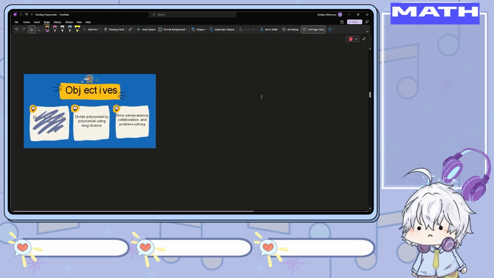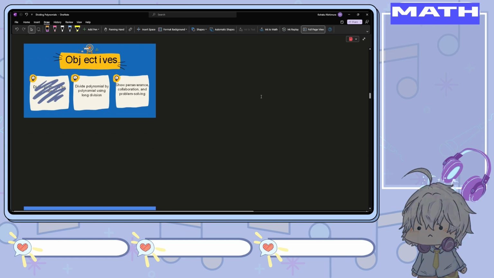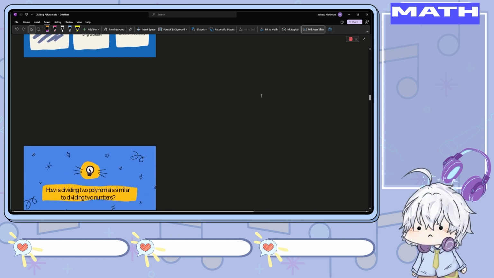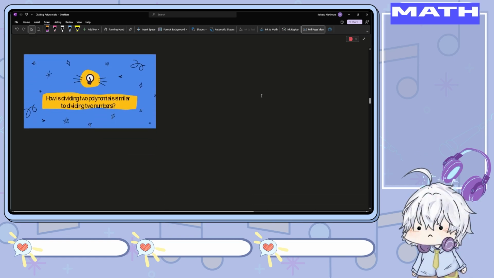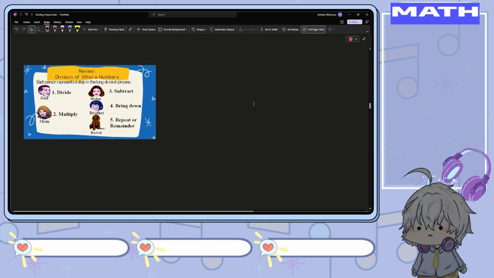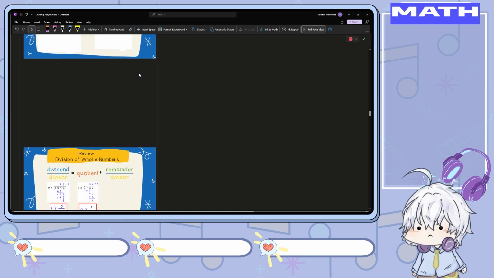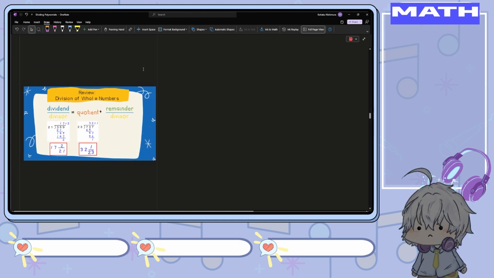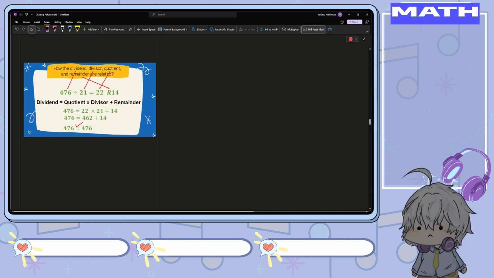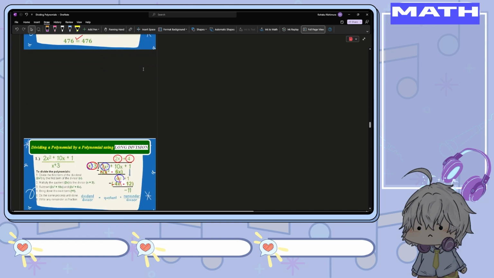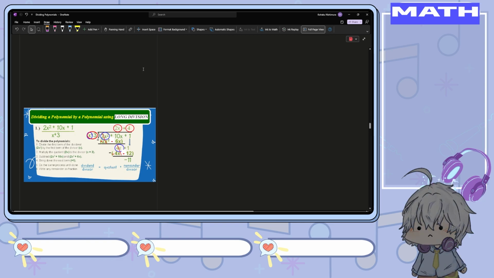So we are done with the first objective. Now let's do the second one. How do we divide two polynomials similar to dividing two numbers? Let's skip this one because we already have this part in the lesson. And let's focus on this one.